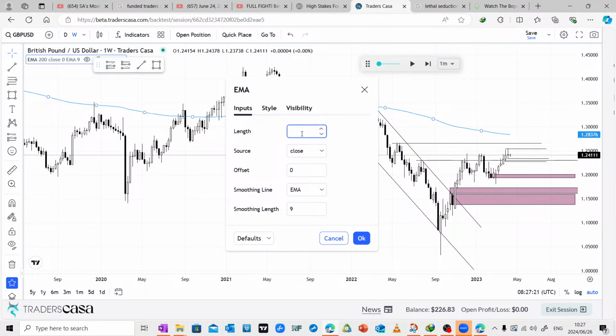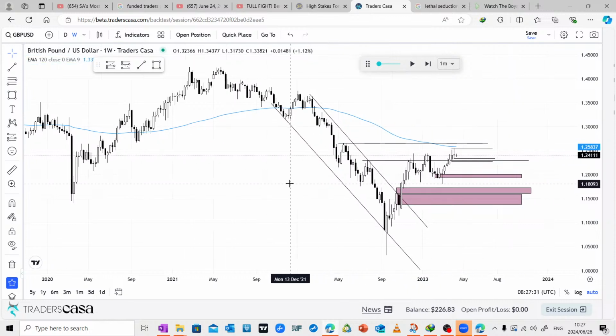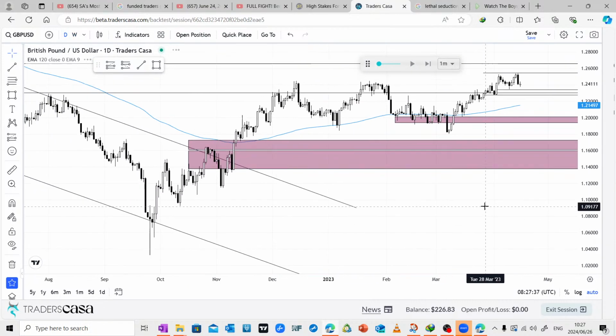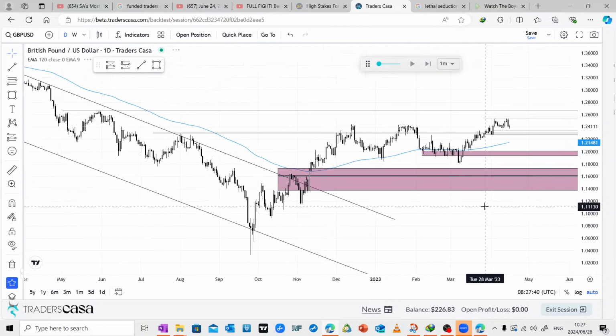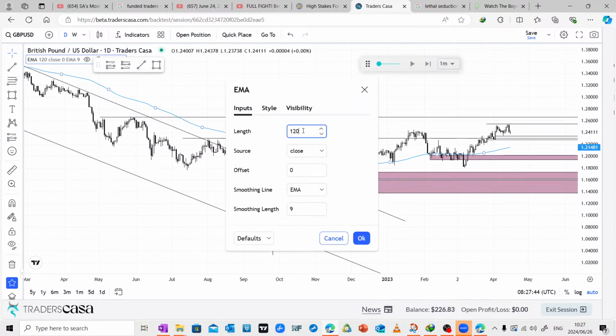Maybe 120 was too much. Put a 120 day moving average. In a 120 day moving average, then we can see, okay. So yeah, I was supposed to use the 200 day moving average. So in the daily time frame, let me adjust it to 200 day, and let's see where we're at.